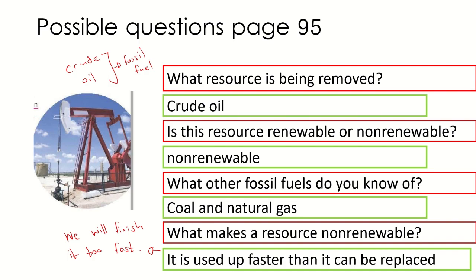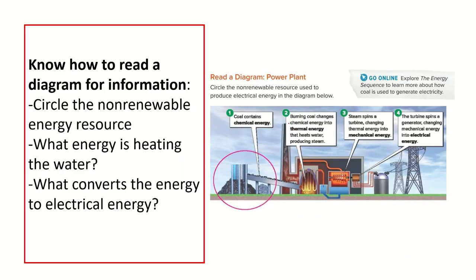Now let's look at the second picture. The second picture shows us how energy is being converted from coal, which is again a fossil fuel, and it's being burned, and that energy is then converted through many processes to electrical energy. Maybe they may ask you to circle the non-renewable energy resource. In that case, you must make a circle over here. Coal is our non-renewable energy resource. They will also probably take these words away. You will not find them in the exam. It will be blank.